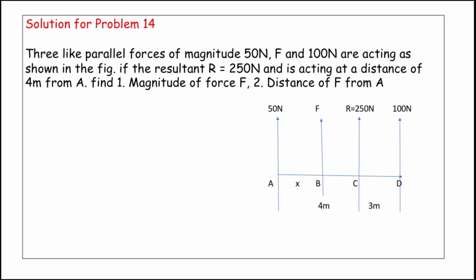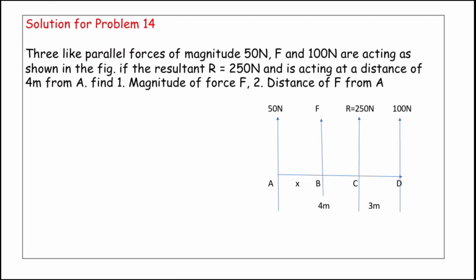If the resultant R equals 250 Newton, in this sum the resultant is given, and the distance of the resultant is 4 meter from A. So the distance is also given. Find the magnitude of the force F and the distance of F from A. We have to find the magnitude of the force and the distance of the force F from A.